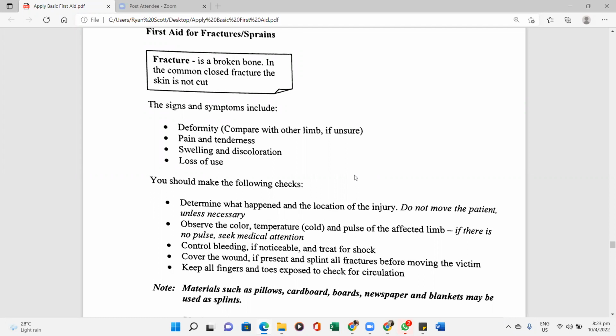All right, materials such as pillows, cardboards, newspapers and blankets may be used as splints, okay? Scroll down, sorry.